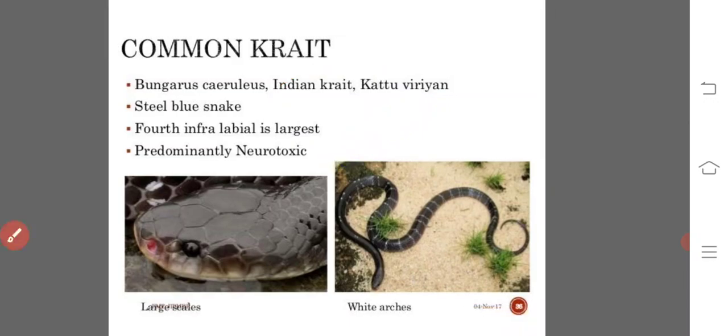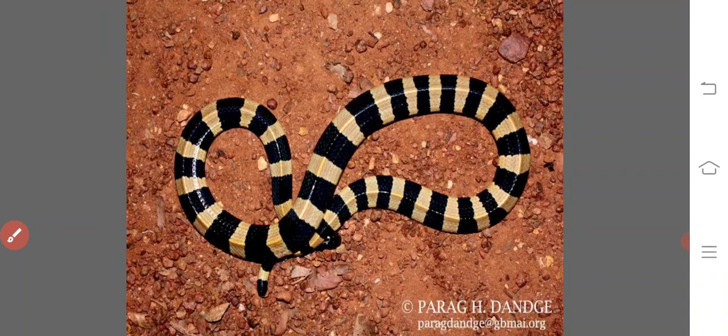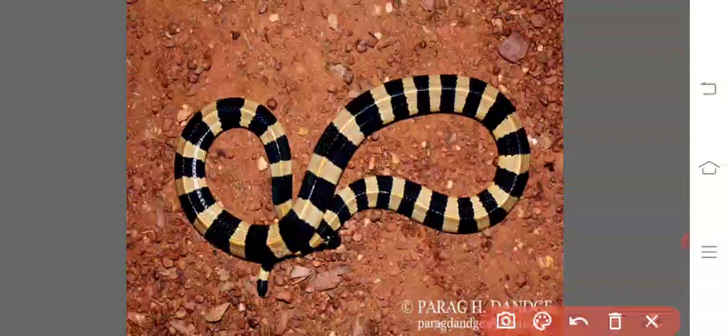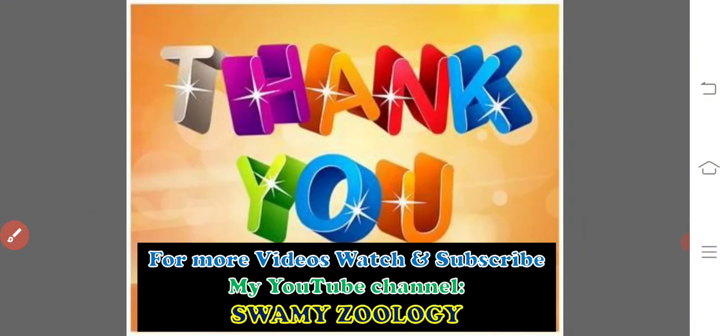Predominantly neurotoxic. And Bungarus fasciatus is commonly called the banded krait. This banded krait is marked with alternating broad black and yellowish rings, and is seen in mountainous regions and other thick forest regions. So, black and yellow bands. This is the banded krait. These are all the distinguishing characters of poisonous and non-poisonous snakes. Thank you one and all.